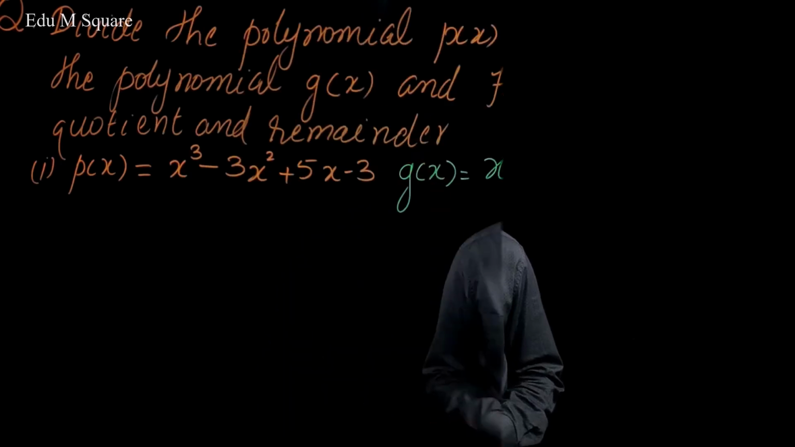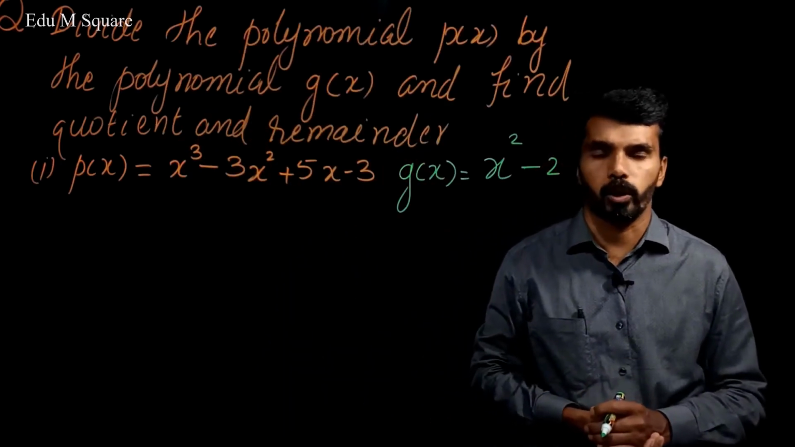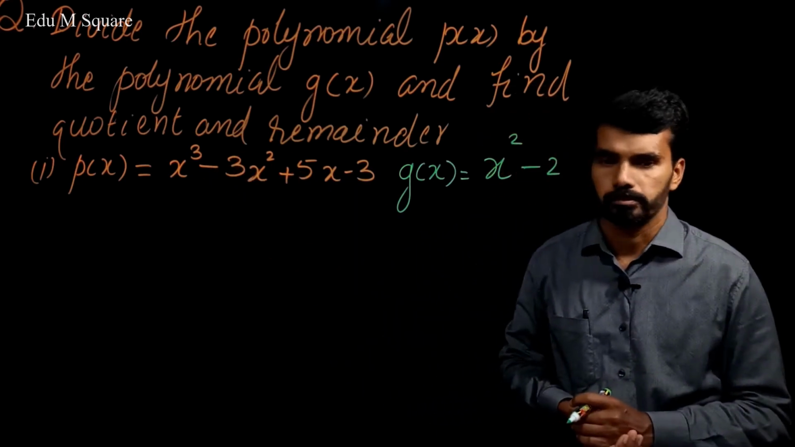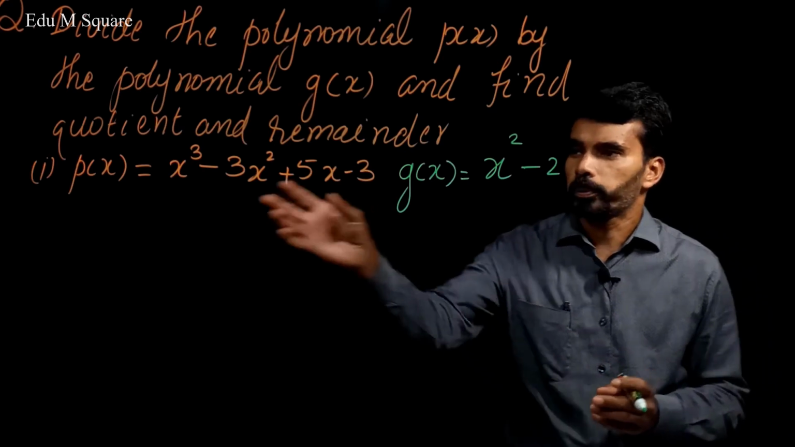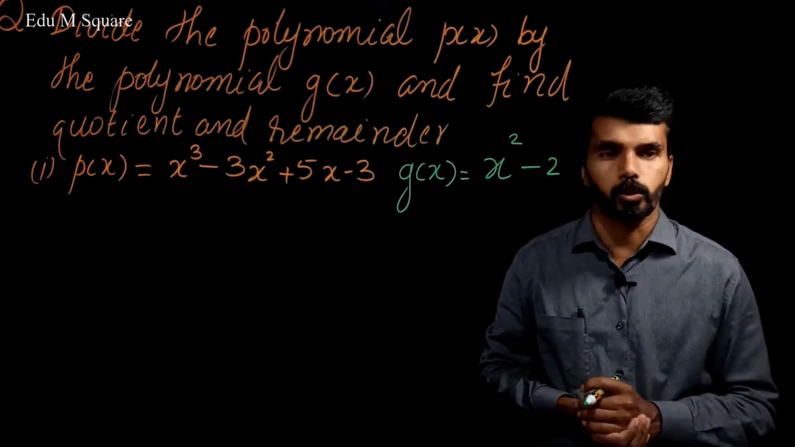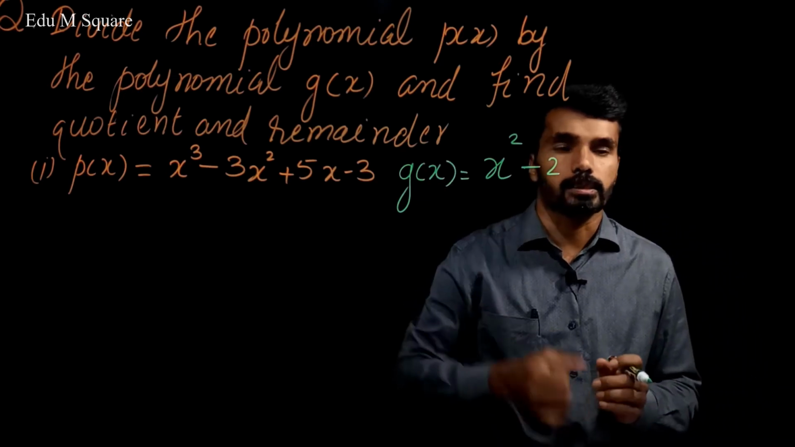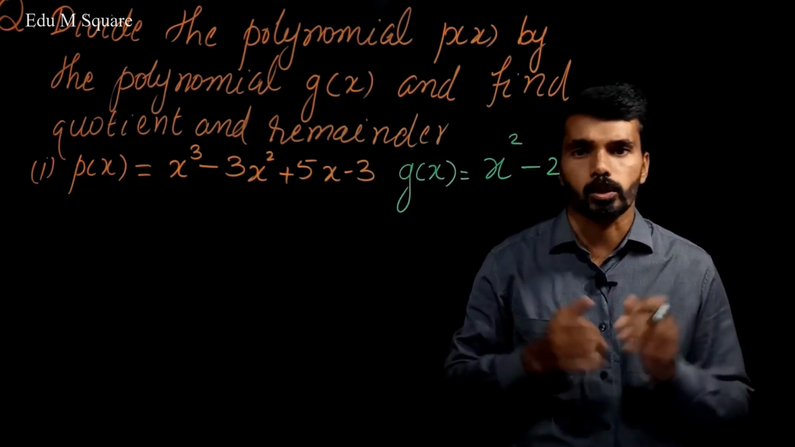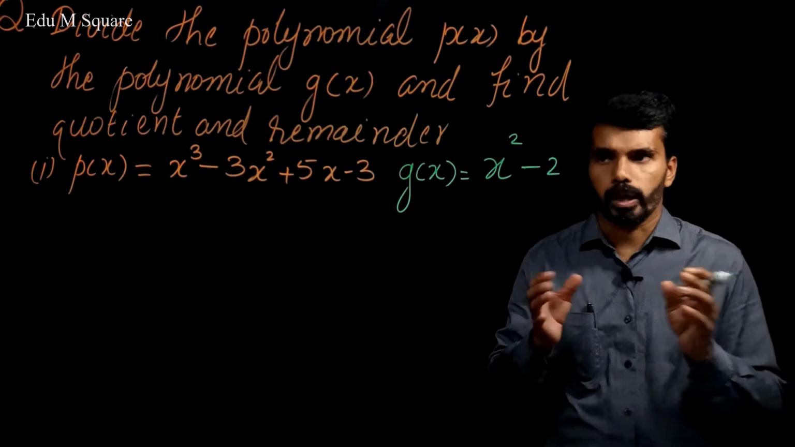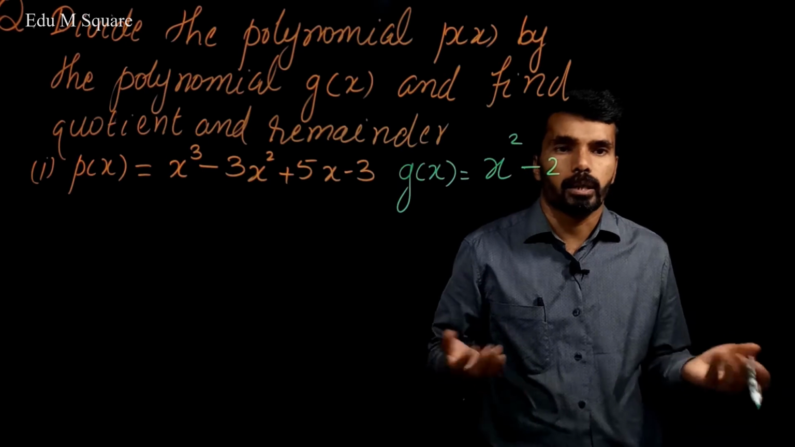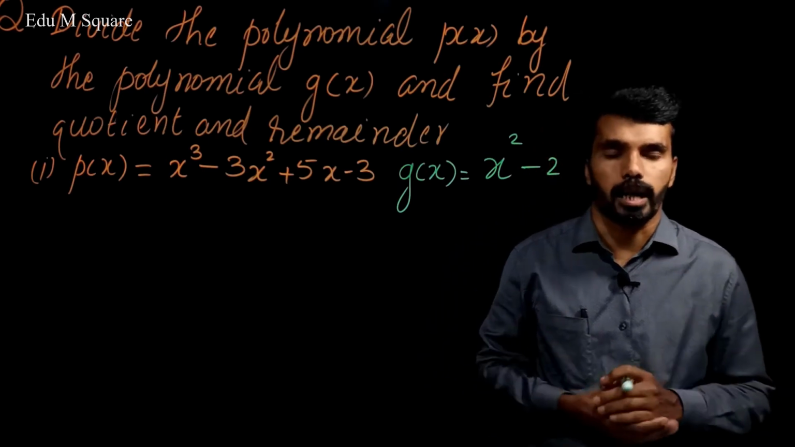In the last video, we discussed the division algorithm for polynomials. Today, we are going to discuss some problems from exercise number 2.3. Let's start. The question: divide the polynomial p of x by the polynomial g of x and find the quotient and remainder. The first question: p of x is equal to x cube minus 3x square plus 5x minus 3 and g of x is x square minus 2. So we have to divide this polynomial by this g of x, then find out the quotient and the remainder.